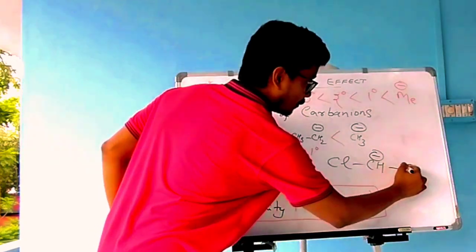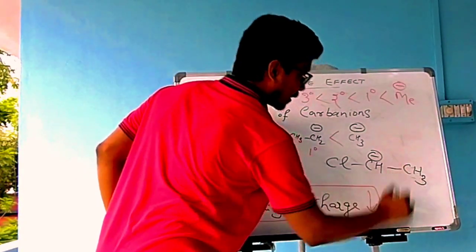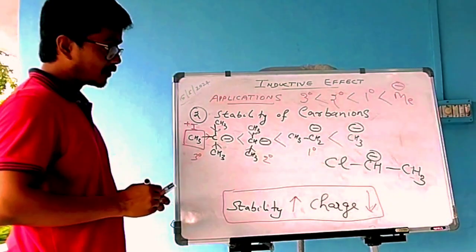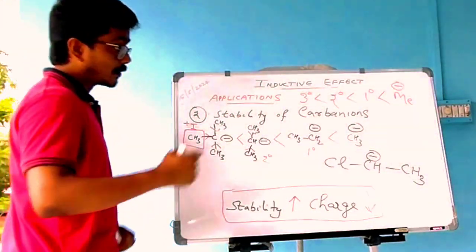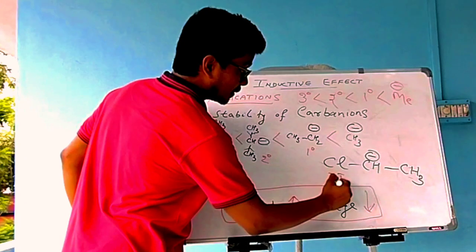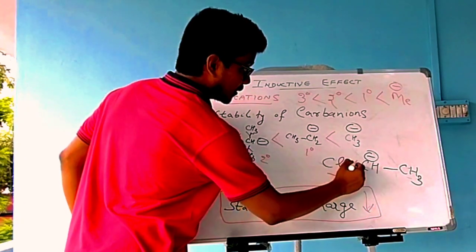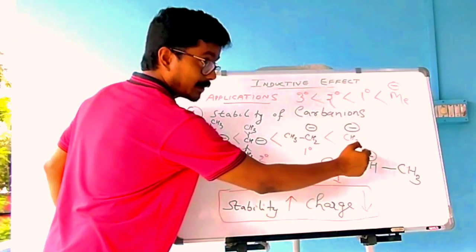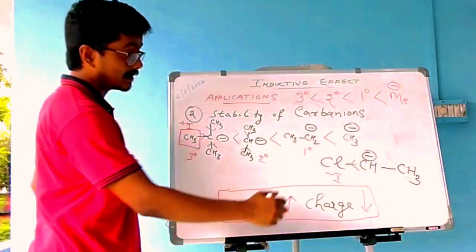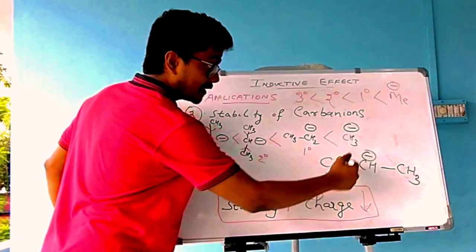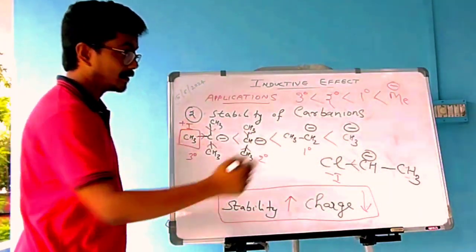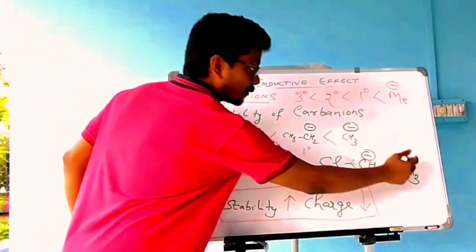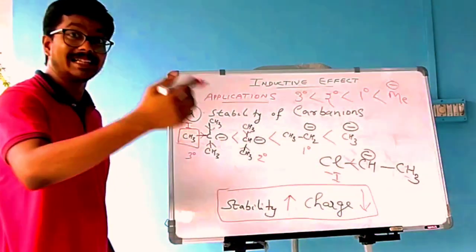A chlorine bonded to a carbanion. What is the effect of the chlorine atom? Chlorine has a minus I effect, so it will withdraw electrons from the central carbon carrying the negative charge. As a result, the negative charge decreases, so the stability of the carbanion will increase.